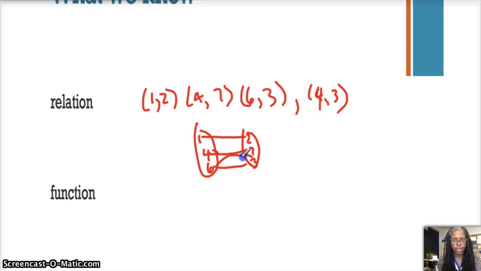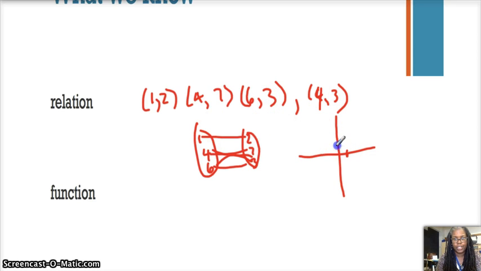4, 3. So 4 goes to 3. That's a little bit better. So what we see here is a relation can be written this way, can be written this way, and you can also graph a relation, right? So a relation can be the grouping of all these ordered pairs.